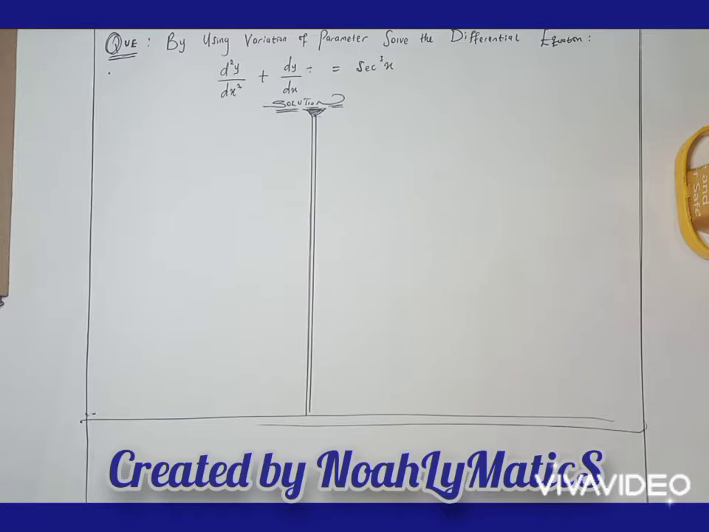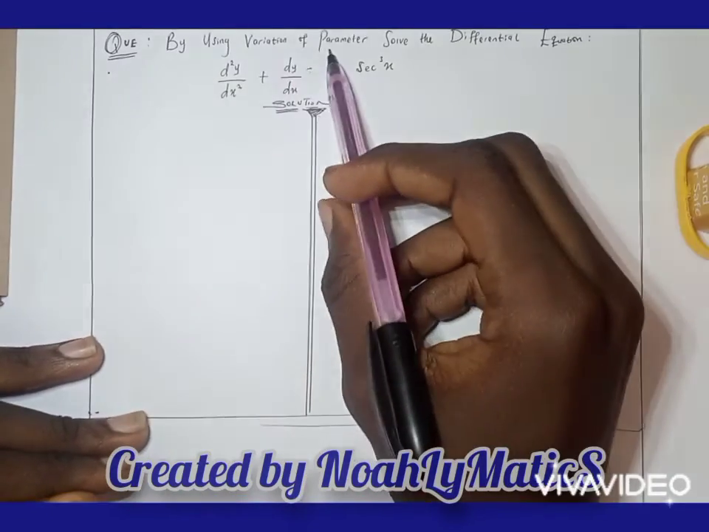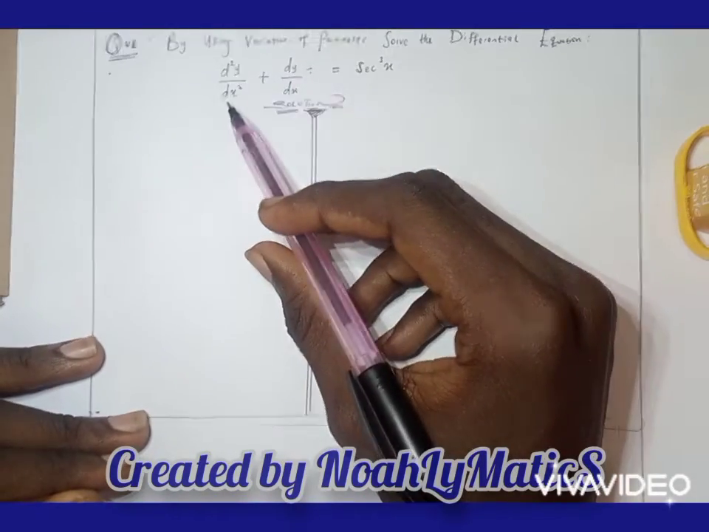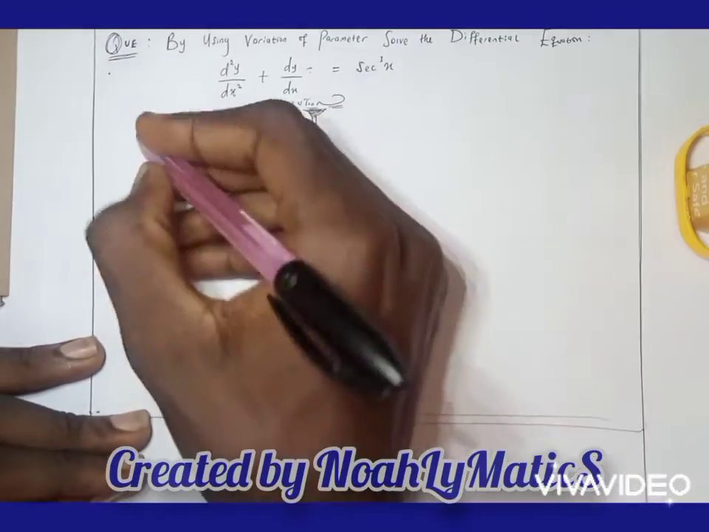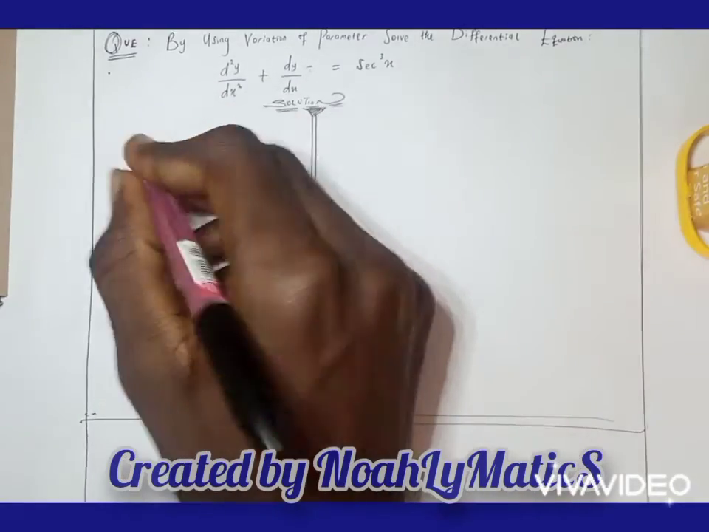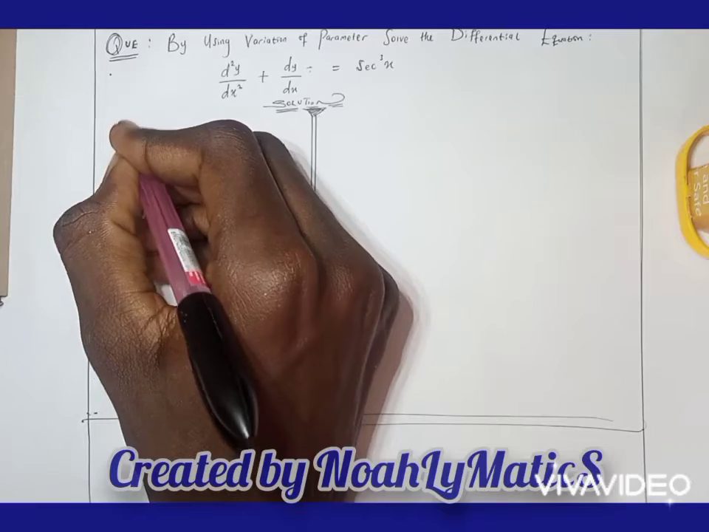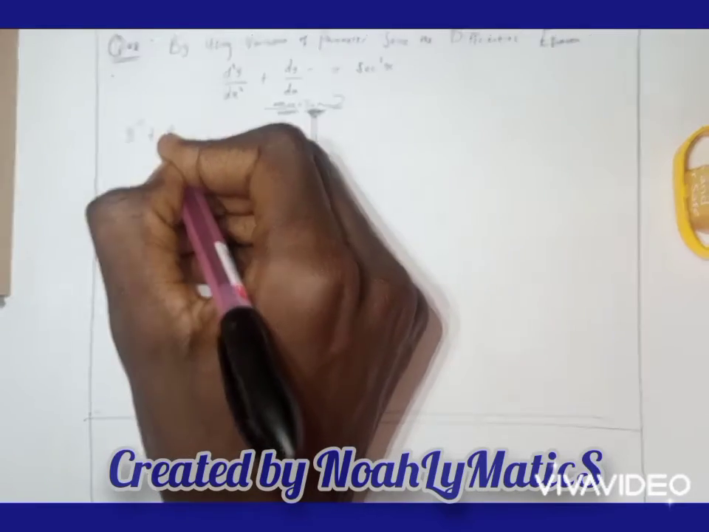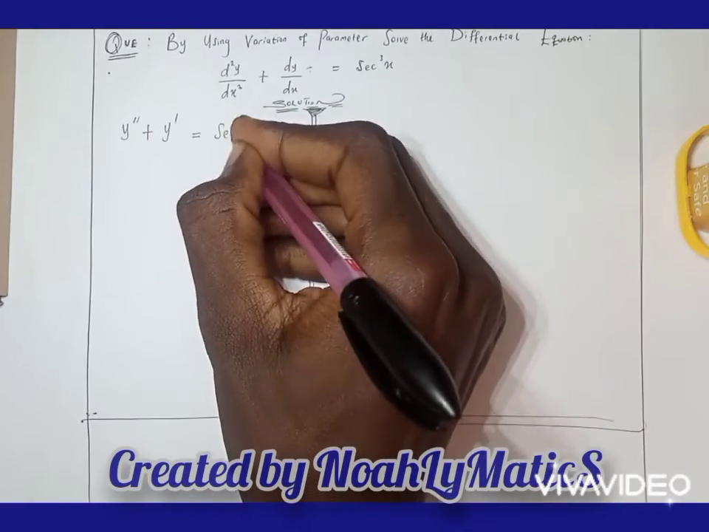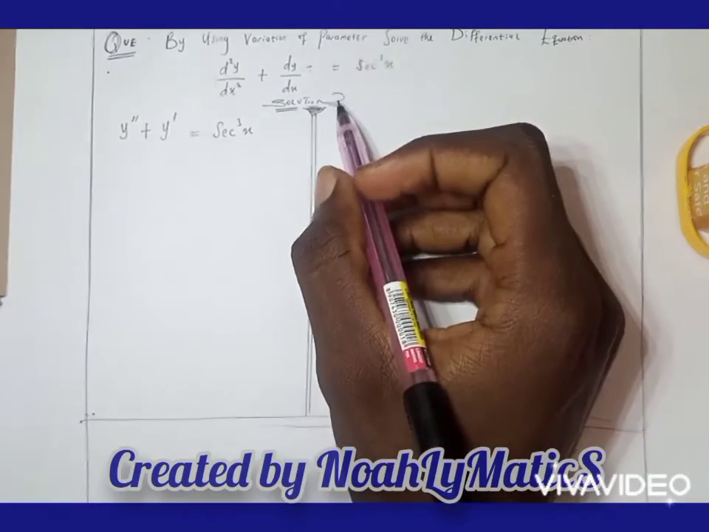Considering this question, we are asked to use variation of parameters to solve the differential equation d squared y dx squared plus dy dx equals sec cube x. The only thing we can do from this extent is to write d squared y dx squared as y prime prime, so we have y prime prime plus y prime equals the function we have here. This is a non-homogeneous differential equation.